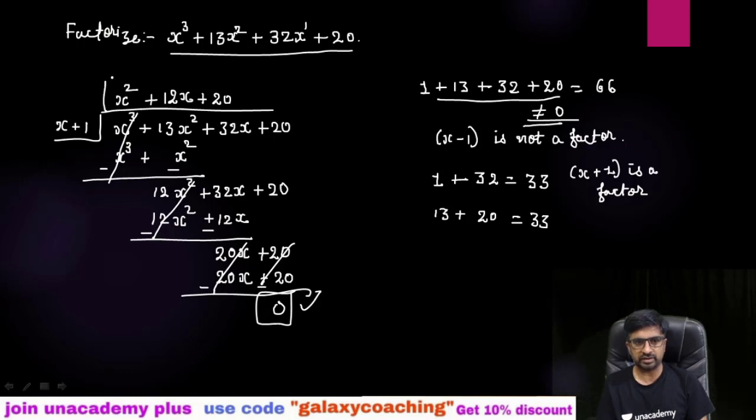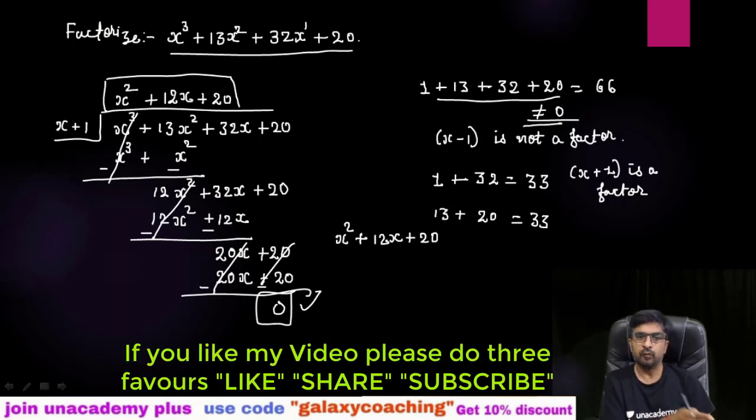Now the other two factors you will get from this by splitting the middle term. Let me do the splitting of the middle term of x square plus 12x plus 20. Find the factors of 20 in such a way that the multiplication will be 20 and the addition will be 12. You should know splitting the middle term. If you don't know, watch my other videos on splitting the middle term, guys. Here 10 twos are 20 and 10 plus 2 is 12. So the splitting will be x square plus 10x plus 2x.